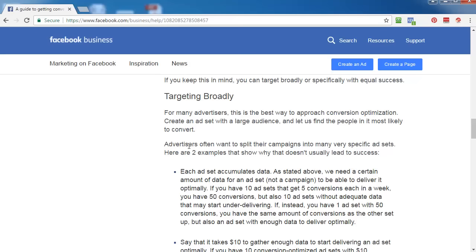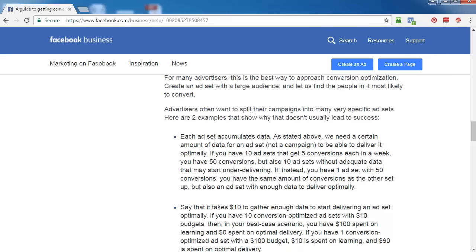But then they go on to say, and this is all of us, well, the bulk of us, we want to split our campaigns into many very specific ad sets. Okay, so here's two examples that show why that doesn't usually lead to success. So example one is each ad set accumulates data. As stated above, we need a certain amount of data for an ad set, not a campaign, because everything is at this level for optimization, not at the campaign level. All your optimization takes place here.